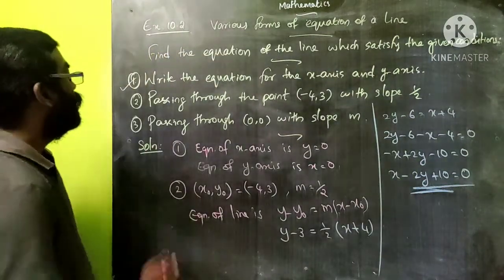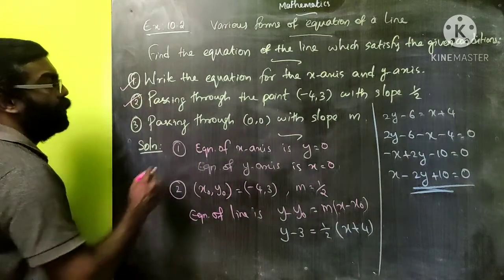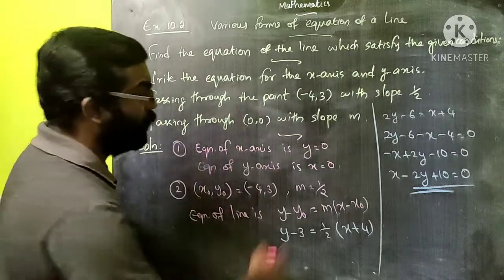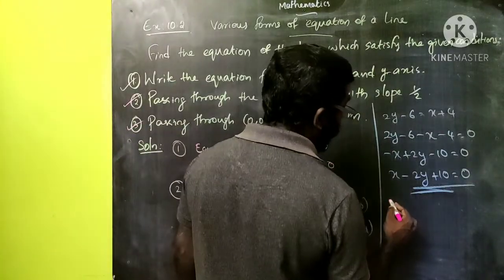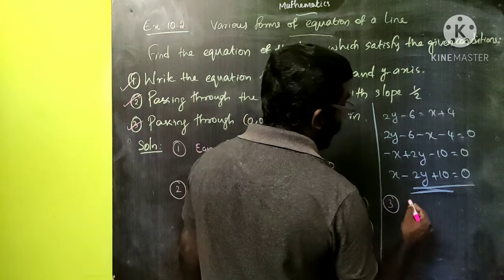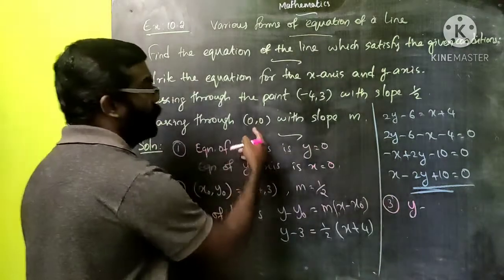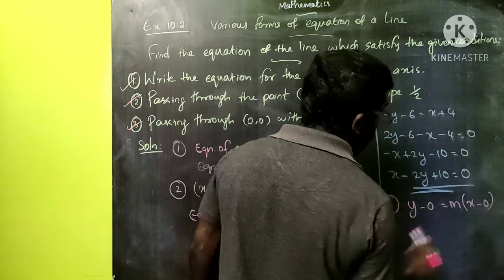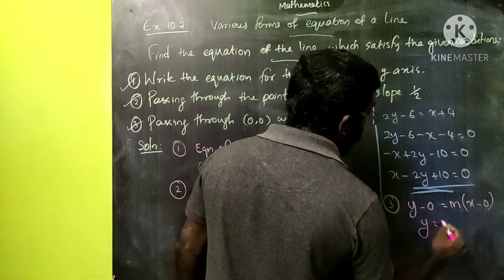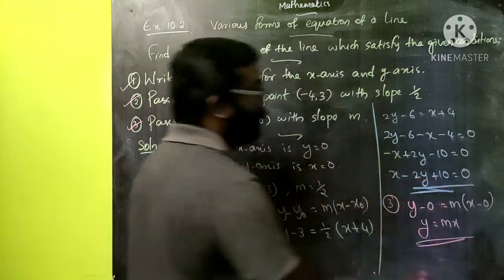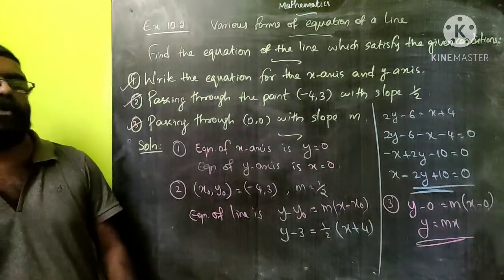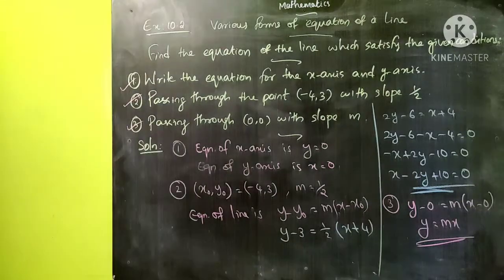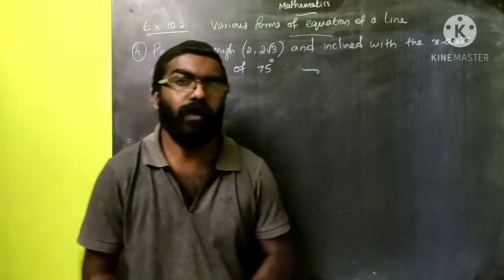Okay. And the third one is passing through the origin with the slope m. It's also the same type, one point form. So y minus y0, y0 is 0, is equal to m into x minus 0, or simply we can write y is equal to mx. So y is equal to mx is the equation of a straight line which passes through the origin. Clear?